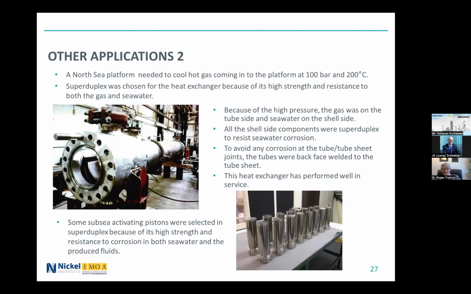Now, another subsea application required activating pistons, which could see both seawater and aggressive produced fluids. So these are made again of super duplex stainless steel. Because these are pistons, they're highly polished so that they create a good seal. And these worked extremely well.